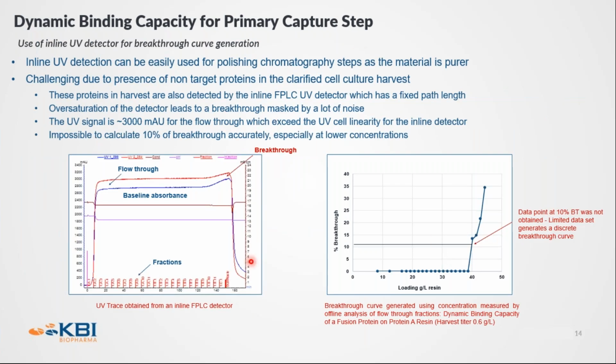So here you can see, on the left, this is a DBC experiment which we had performed. We typically use an FPLC system, an ÄKTA Avant, for performing our experiments.